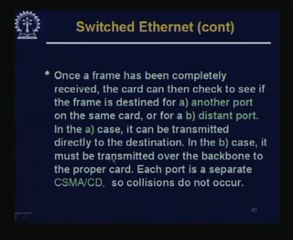Once a frame has been completely received, the card can then check to see if the frame is destined for another port on the same card or for a distant port. In the A case, it can be transmitted directly to the destination. In the B case, it must be transmitted over the backbone to the proper card. Each port is a separate CSMA/CD, so collisions do not occur. There is now no question of any CSMA/CD because each port has only one machine.